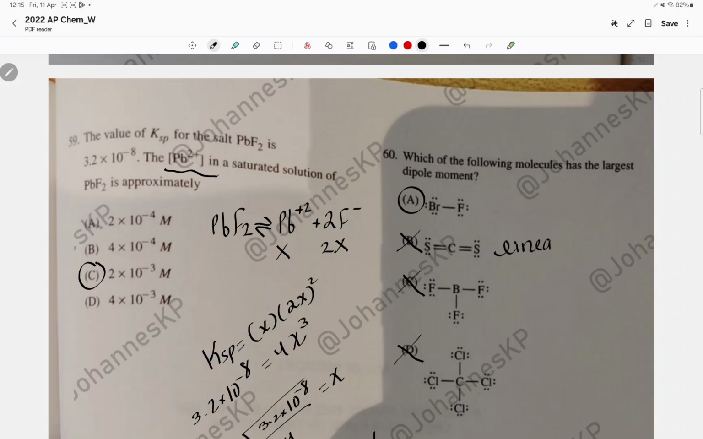I was between A and C. I chose A. Tetrahedral, trigonal planar, avoid them all. Yeah, they're non-polar. And also square planar. Tetrahedral, square planar, trigonal planar, and linear. As long as the atoms on the edge are the same, like you have both S's or you have all F's or you have all Cl's.